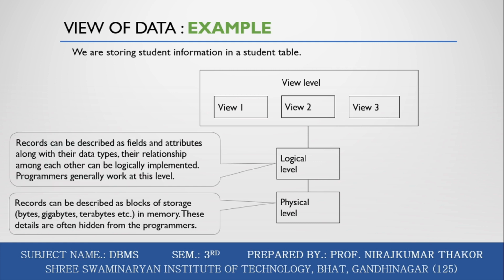The next is a logical level. Records can be described as fields and attributes along with their data types. The relationships among each other can be logically implemented. Programmers generally work at these levels.